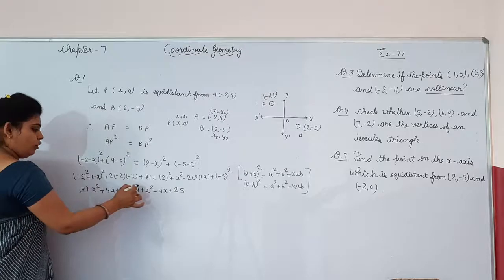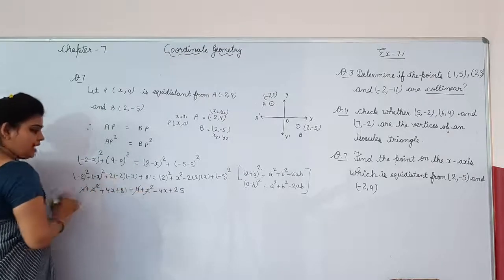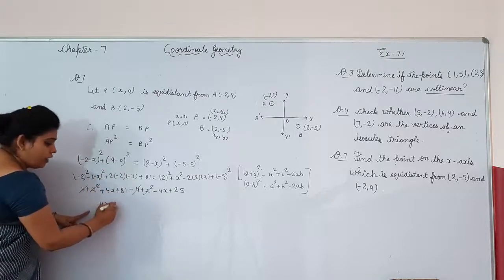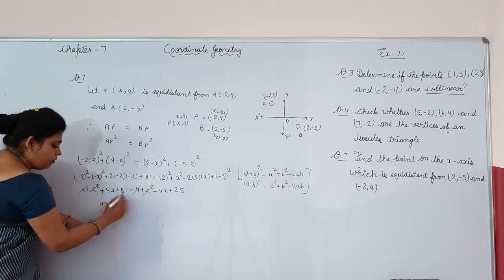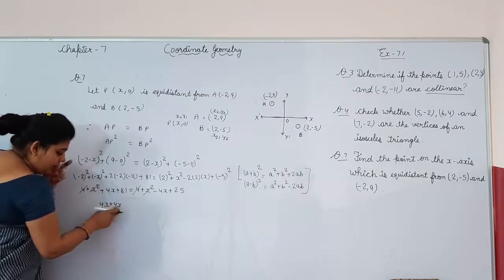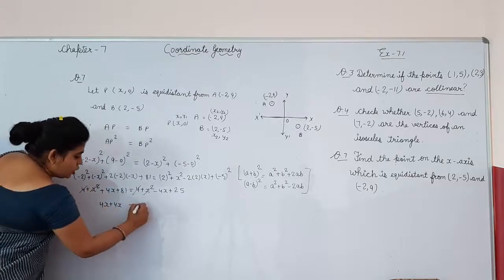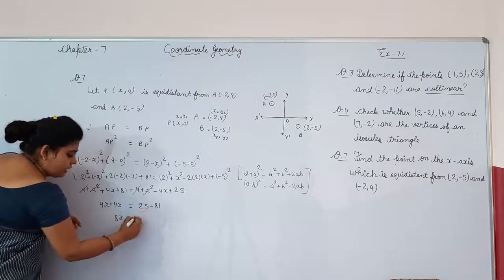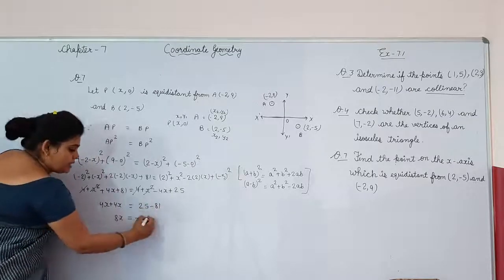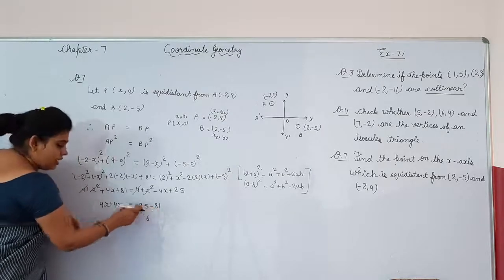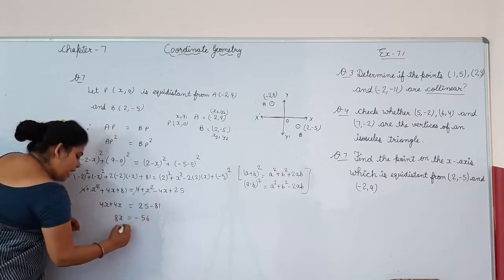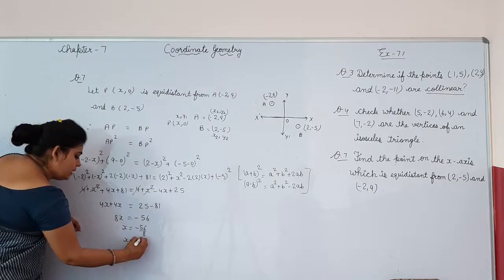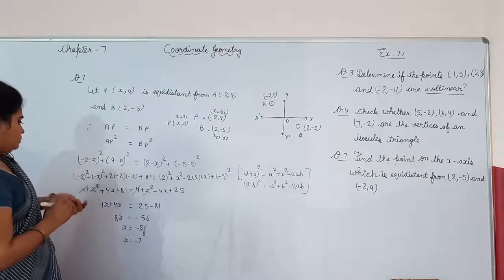From here 4 cancels out, x square cancels out. Now rearrange these terms, bring all x terms on the left hand side. 4x minus 4x will come here and it will become plus 4x. 25 minus 81, so 8x is equal to, on subtracting we will get a minus number, 11 minus 5 is 6, here 7 minus 2 is 5, so minus 56. x is equal to minus 56 by 8, and it is equal to minus 7.